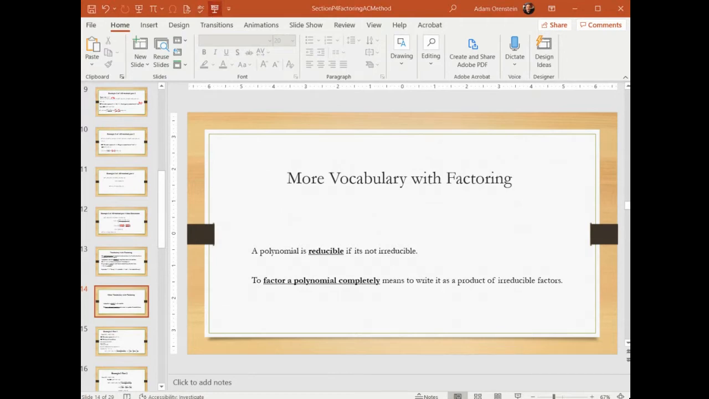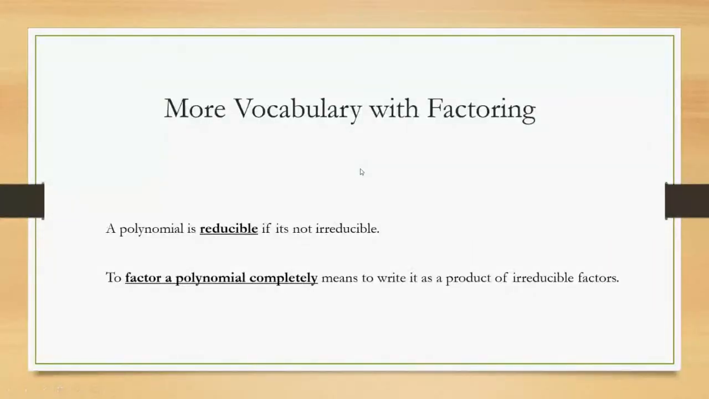A polynomial, I just took that part off that I should have taken off. So a polynomial also is reducible if it's not irreducible. In other words, it has a factorization that is not trivial. You can factor it and it's not a trivial factorization. Then it's reducible.